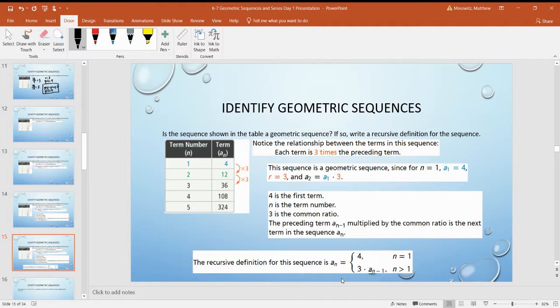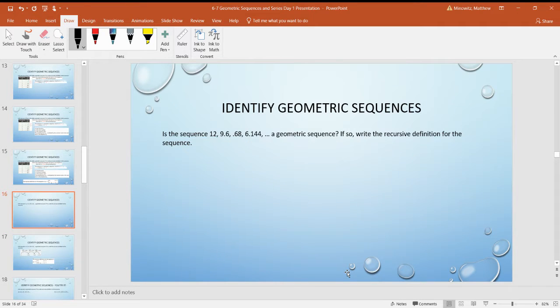Both ways work. I tend to write it in a shorthand. This is called piecewise function notation, and it works as well. So let's take a look at another one. Is this a geometric sequence?